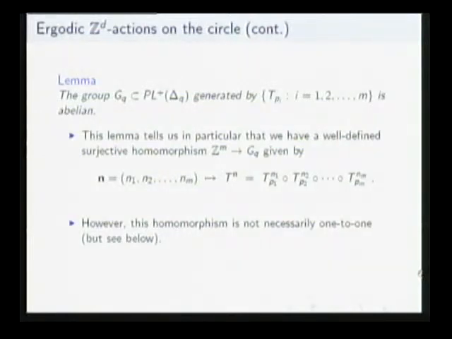So this means these maps are actually inverse to each other. It's easy to actually see this directly. So there is a relation in these generators. Composition of these two is the identity. So it's not a free action.